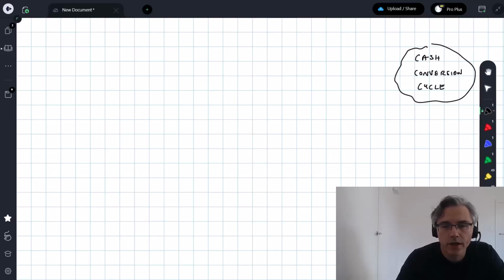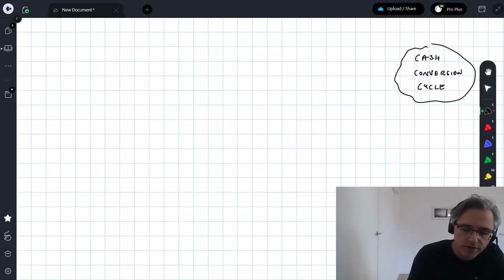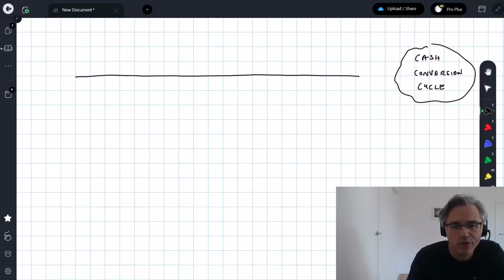It's time to turn our attention to the cash conversion cycle, which is a very simple idea within corporate finance or the corporate issuers section of your curriculum. I think it's best illustrated always with a timeline.